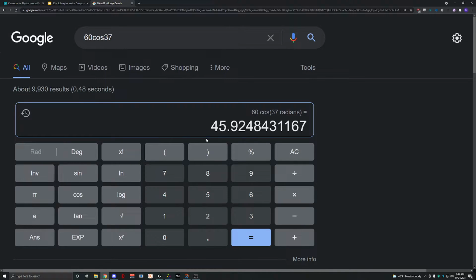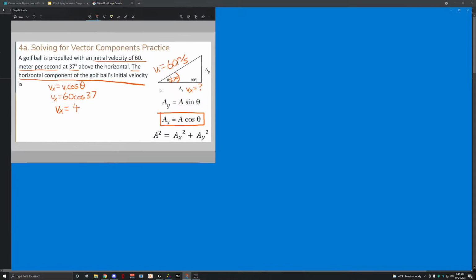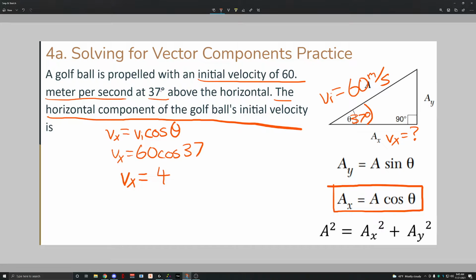You're going to do 60 cosine 37, and we get 47.9. So that's what you do on a calculator. Make sure, again, your calculator is on degrees and not radians. So plug that in: 60 cosine 37 is 47.9 meters per second.